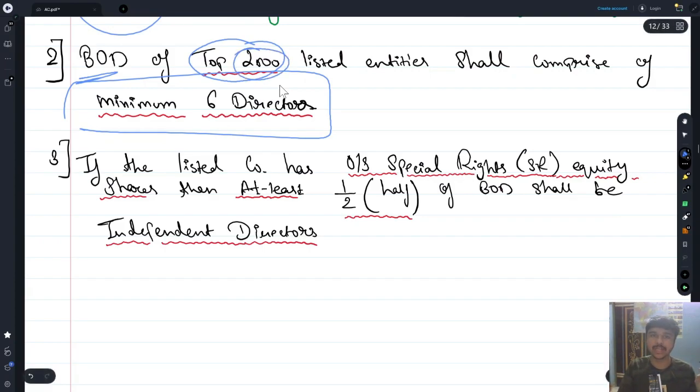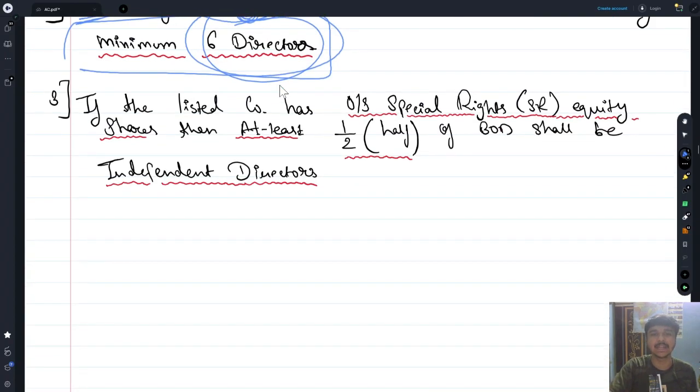So for the top 2000 listed entities, you need to have a minimum of 6 directors. Getting the linkages, 2, 3 is the lucky number for this chapter. 3 into 2, 6 directors. And what is 2? Basically the top 2000 listed entities.